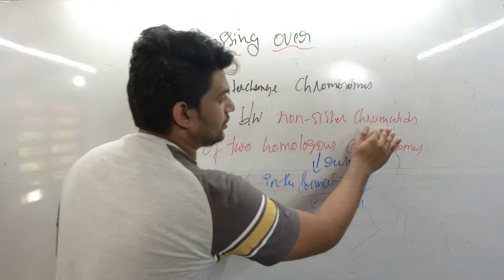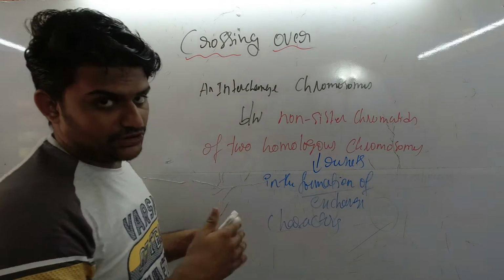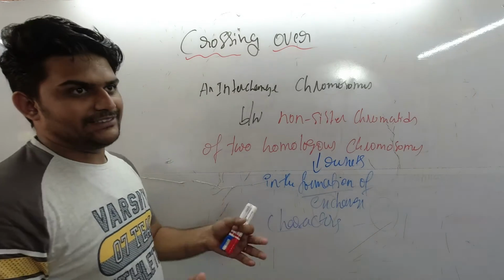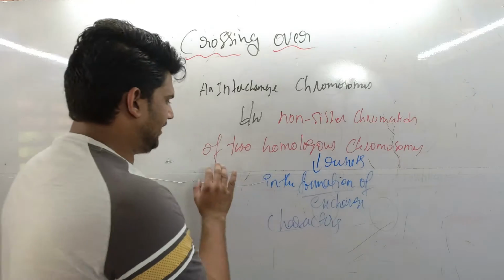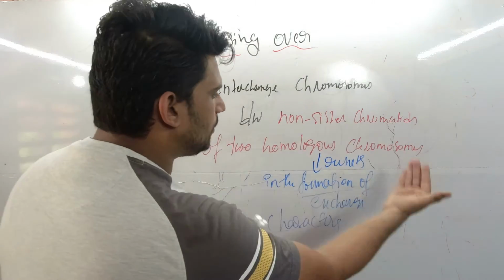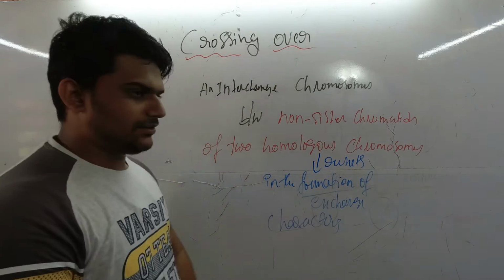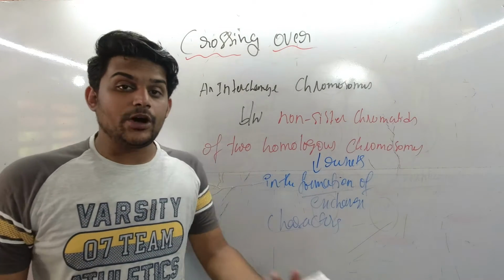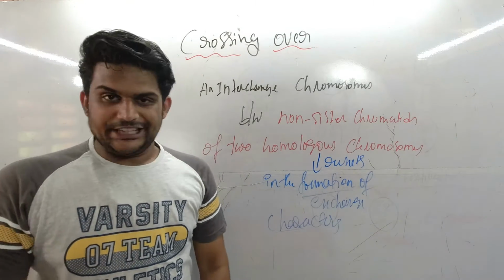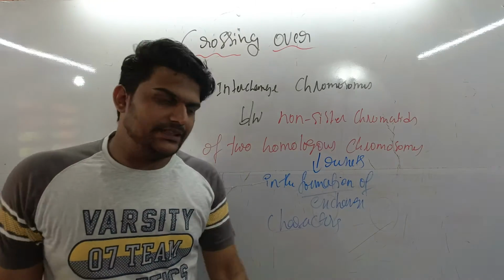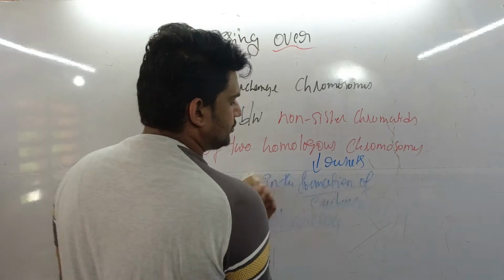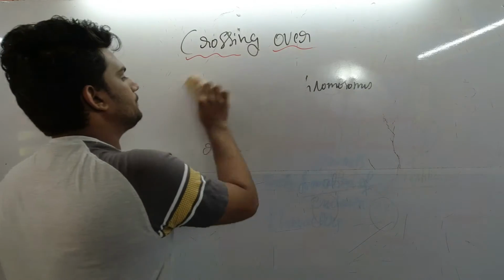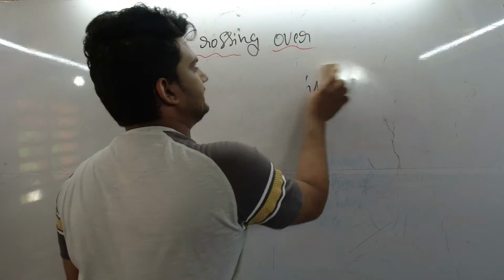Then between non-sister chromatids. What are non-sister chromatids? That one also I'm going to tell you. Non-sister means they are not sisters. So crossing over is between non-sister chromatids of 2 homologous chromosomes, resulting in the exchange of characters, which gives a recombinant type of DNA, a recombinant individual.